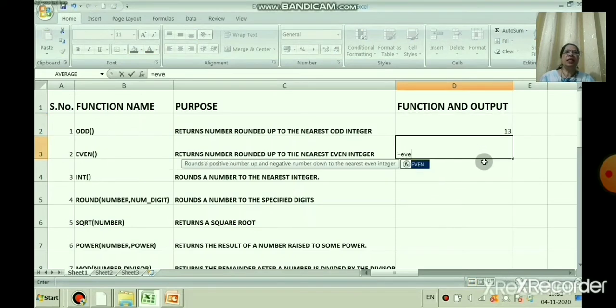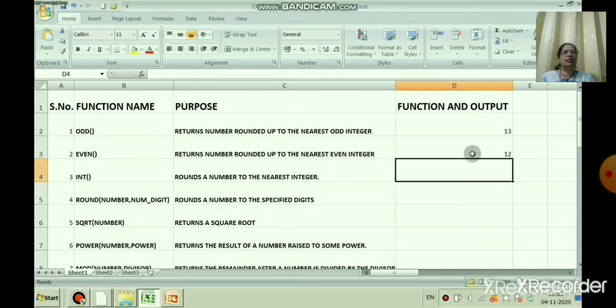The same thing for even number. So, is equal to EVEN and bracket, and here I am writing, suppose 11.4. So, the nearest even integer, what is it? 12 it is, right? Can you see the answer over there? So, the function is equal to EVEN and write the number.